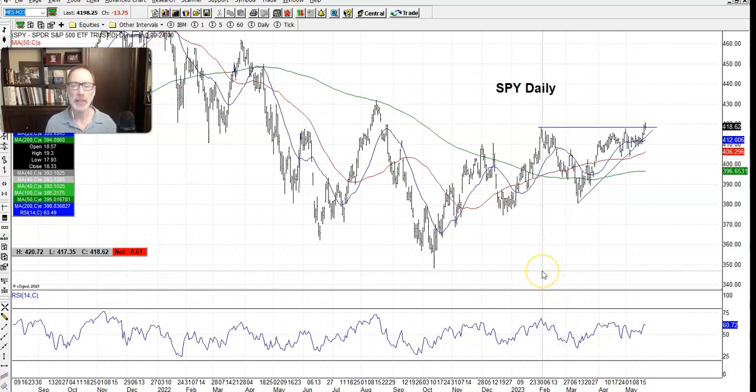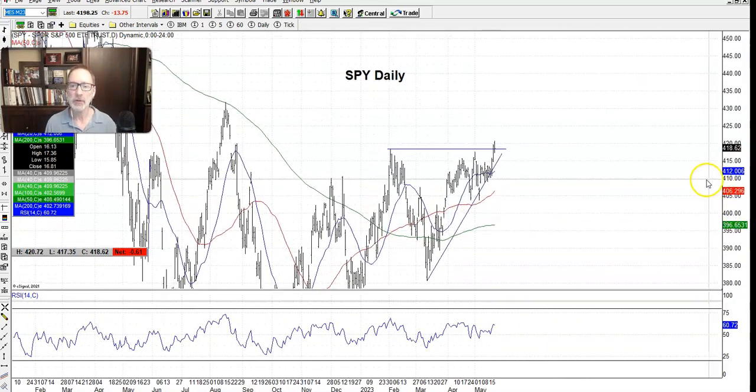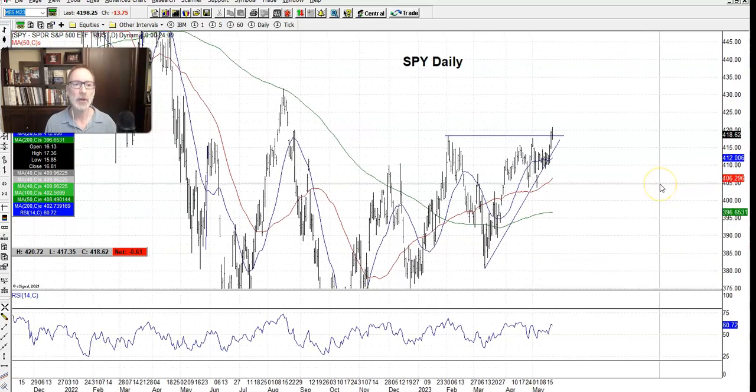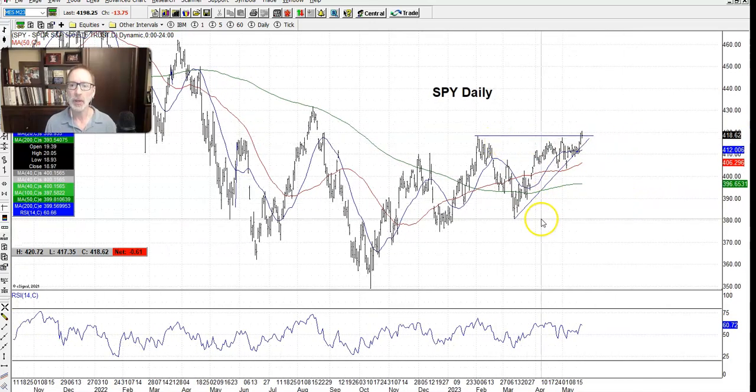People ask me, what are my settings? What do I use? And that's all I use. Try to keep it pretty simple. So let's talk about what's been going on with the S&P 500 first, because it's the broadest measure of the market as a whole. Now, you're going to see some of these patterns, and I drew these lines on the charts to help me gauge what I'm seeing here.